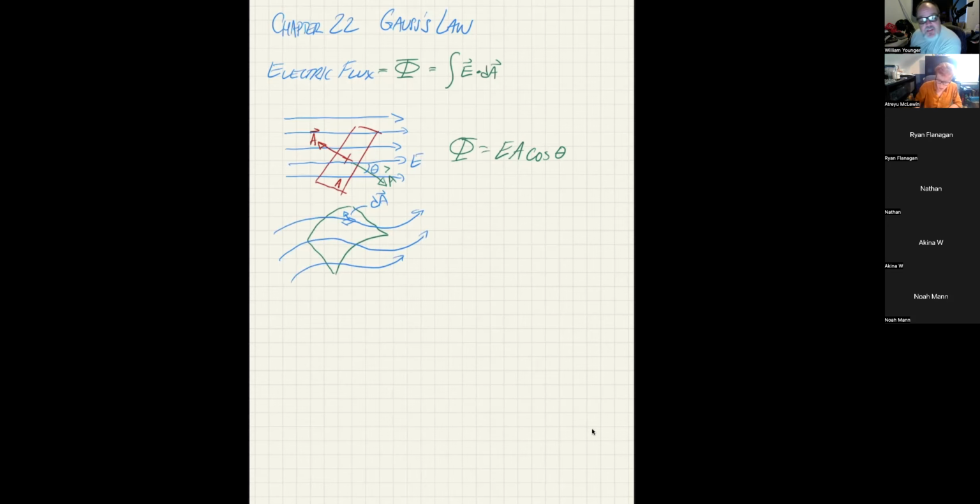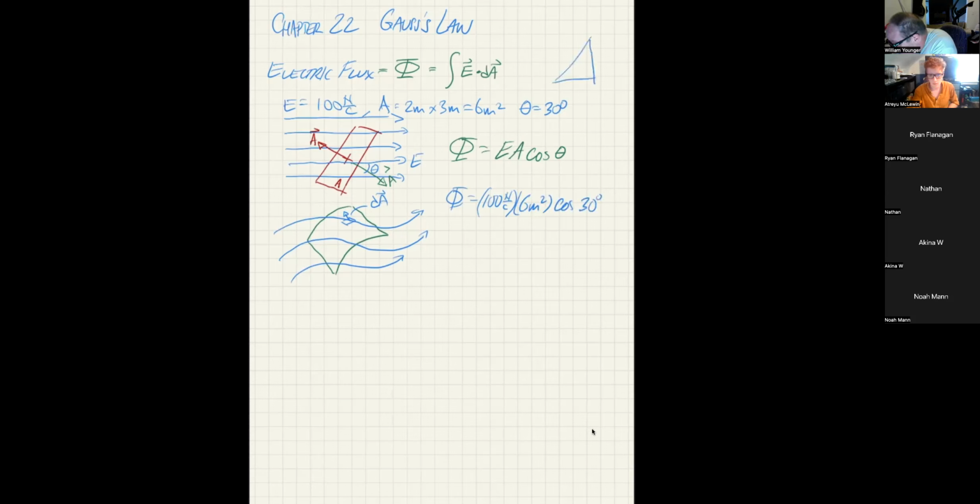If for instance, in this problem, E is equal to 100 newtons per coulomb, and let's say A is equal to 2 meters times 3 meters, which is 6 square meters, and theta equals 30 degrees, then phi would be equal to 100 newtons per coulomb times 6 meters squared times cosine 30 degrees.